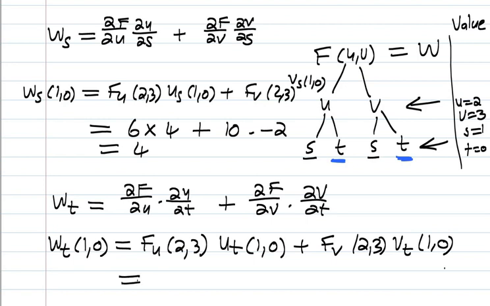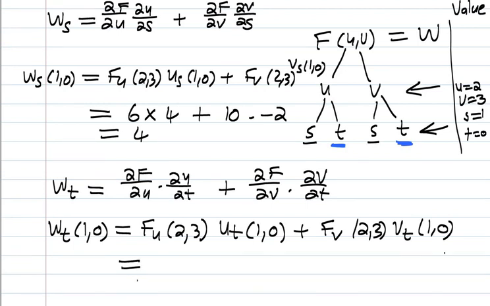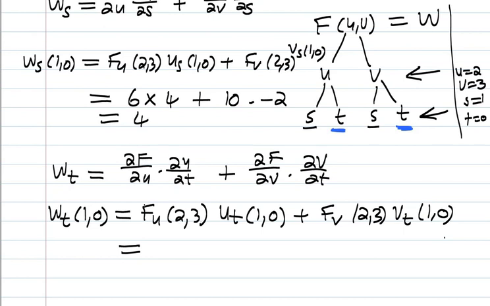Alrighty. Again, are we given any of these values? Yes, we're given all of them. F partial U at this point is 6. U partial T at this point is 1. F partial V at this point is 10. And V partial T at this point is minus 2. And it's good to put brackets there. So we have to evaluate 6 times 1 plus 10 times minus 2, which is 6 minus 20. And I'm sure you agree with me, it's minus 14.